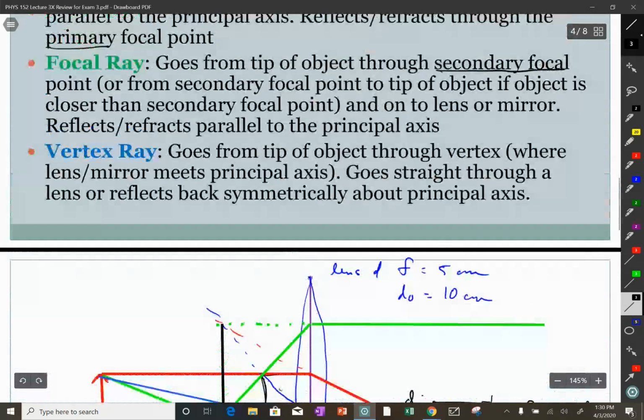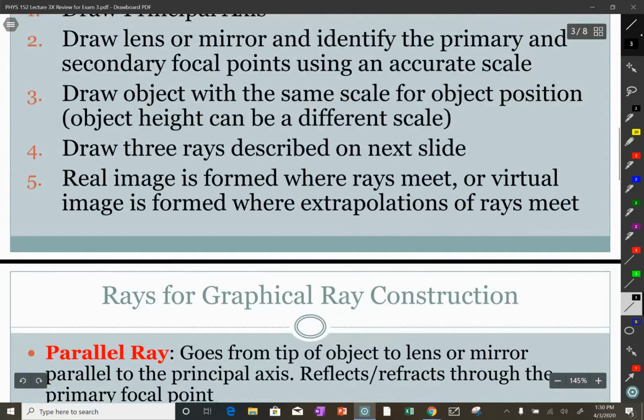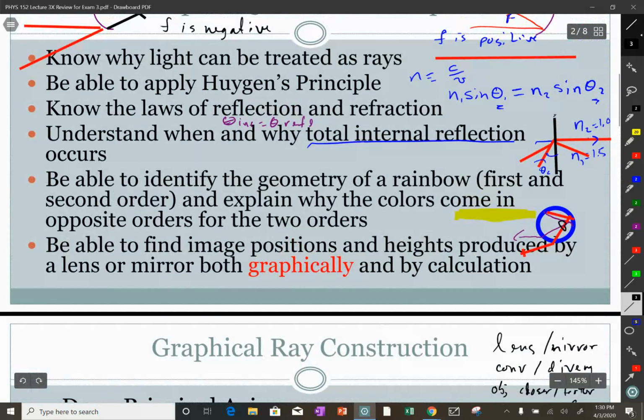I didn't talk about this yet, and this is kind of important. You need to be able to do this either graphically or by calculation. By calculation, whether it's a lens or a mirror, you have your relation: 1 over F equals 1 over distance image plus 1 over distance object. Using that equation, having two of the three, focal length, distance image, and distance object, you can then calculate the remaining one. And that was derived through geometry.